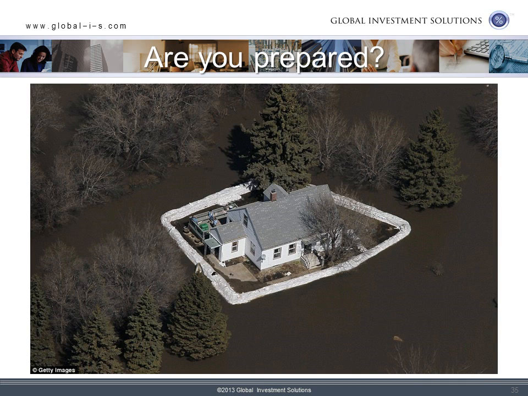This farmer built a nice dike. Their patio is high and dry while water is all around it. Is your portfolio protected? That's the question.